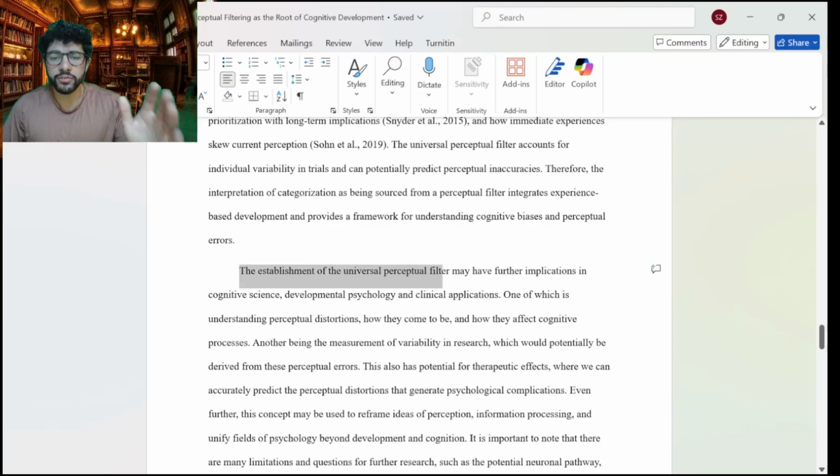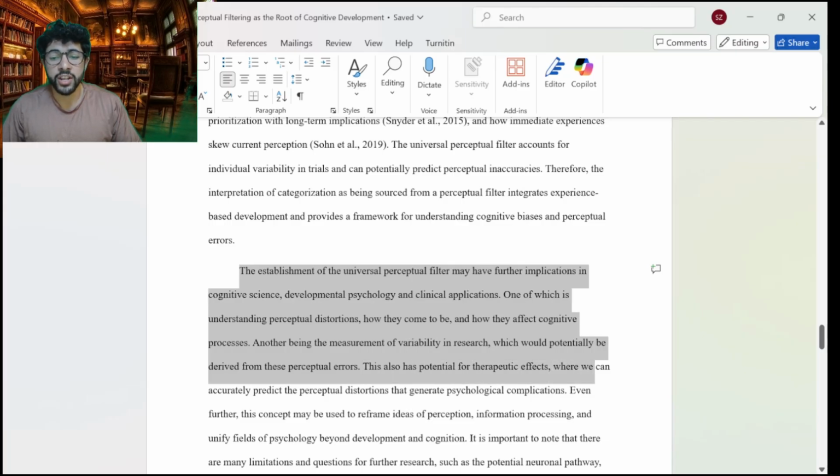So, the establishment of the universal perceptual filter may have further implications in cognitive science, developmental psychology, and clinical applications, one of which is understanding perceptual distortions, or cognitive distortions, how they come to be, and how they affect cognitive processes. Another being the measurement of variability in research, which would potentially be derived from these perceptual errors. This also has potential for therapeutic effects, where we can accurately predict the perceptual distortions that generate psychological complications.